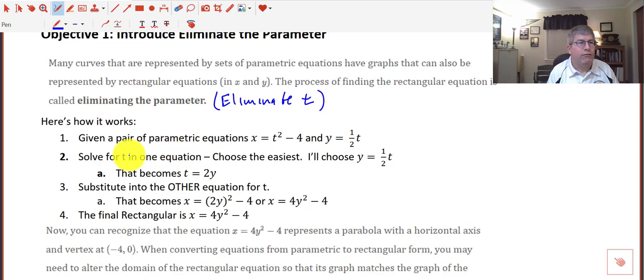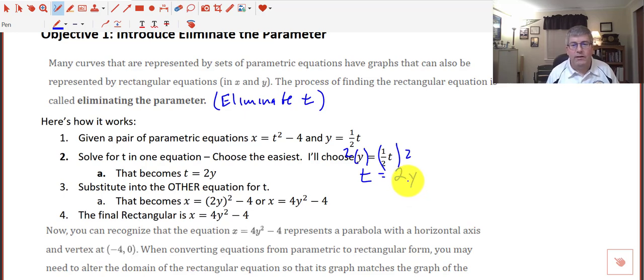So we're going to solve for t in one equation. Choose the one that's the easiest. So I'm going to choose y equals 1/2 t, and I'm going to solve this for t. So that's easy enough to do. I multiply both sides by 2. Flipping things around, I get t is equal to 2y.